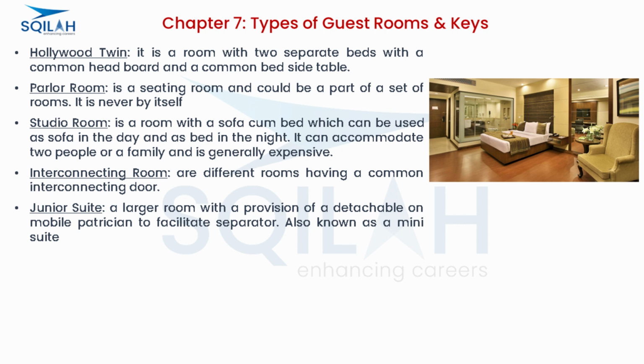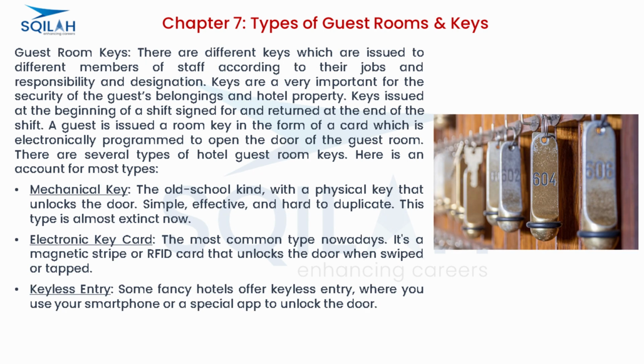Studio room is a room with a sofa cum bed which can be used as a sofa in the day and as a bed in the night. It can accommodate two people or a family and is generally expensive. Interconnecting rooms are different rooms having a common interconnecting door. Junior suite. A larger room with a provision of a detachable or mobile partition to facilitate separation, also known as a mini suite.